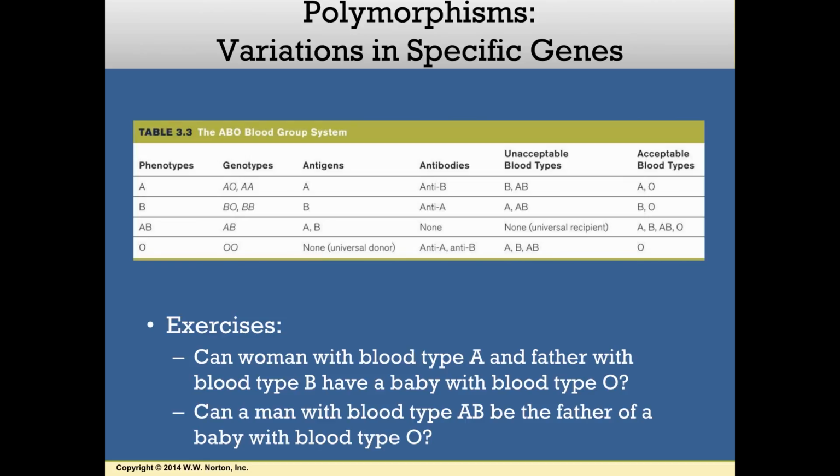Can parents with blood type A and blood type B have a baby with blood type O? The answer is yes. Draw a Punnett square to try to figure this out. Can either of the parents be homozygous, or must they both be heterozygous? Try this one. Can a man with a blood type AB be the father of a child with blood type O? Why or why not?